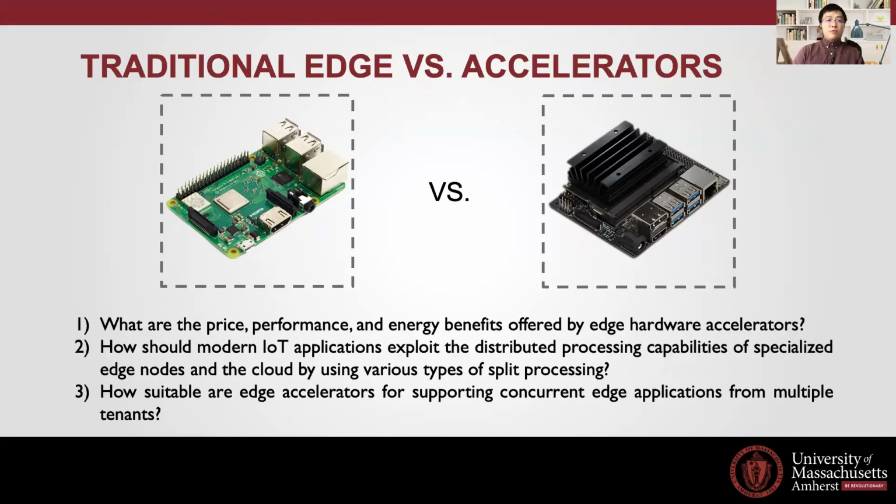In this paper, we aim to answer the following questions. First, what are the price, performance, and energy benefits offered by edge hardware accelerators when compared to general-purpose edge and cloud computing? Second, how should modern IoT applications exploit the distributed processing capabilities of specialized edge nodes and the cloud by using various types of split processing? Third, how suitable are edge accelerators for supporting concurrent edge applications for multiple tenants? We are going to answer these questions through empirical experiments.